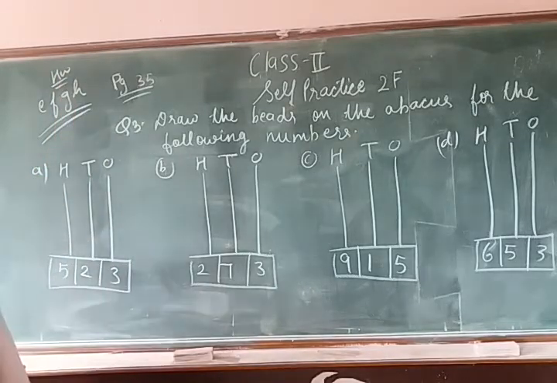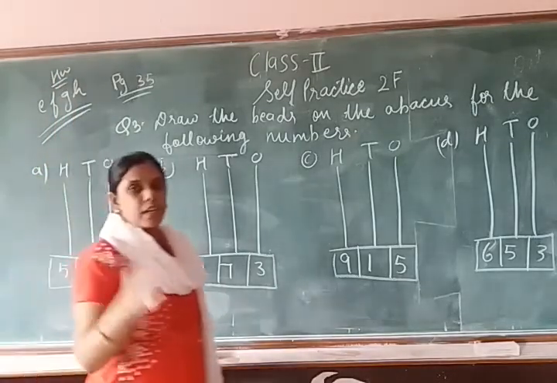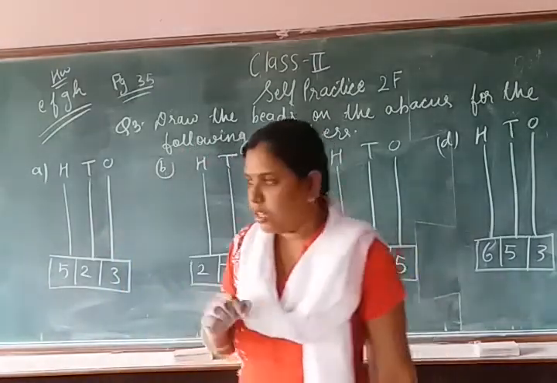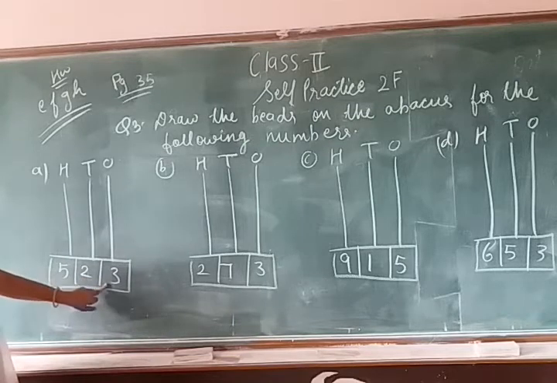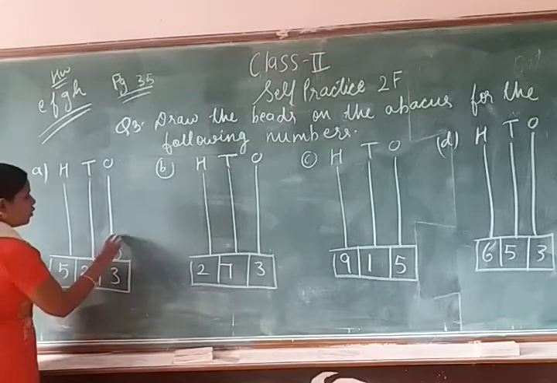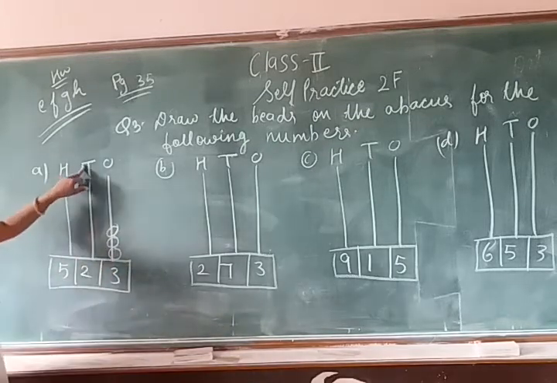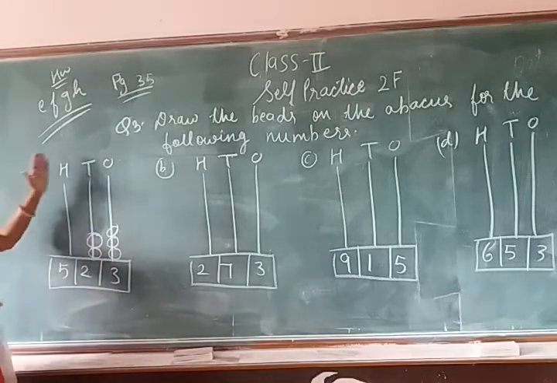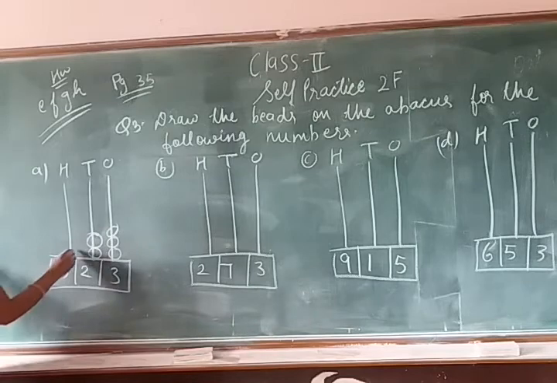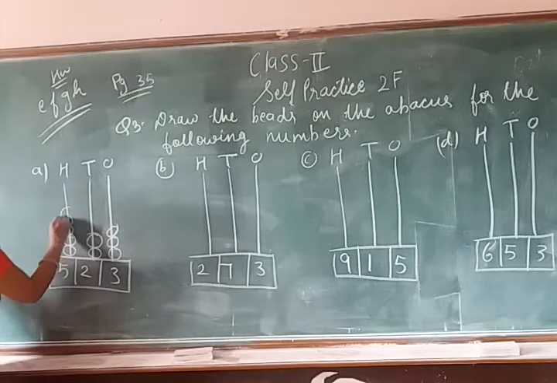Now see how to draw the beads on the abacus if number is given. Now see, starting from ones place number is 3. That means here you have to draw 3 beads. Next tens place number is 2. You have to draw 2 beads. 100 place number is 5. 1, 2, 3, 4, 5 beads.